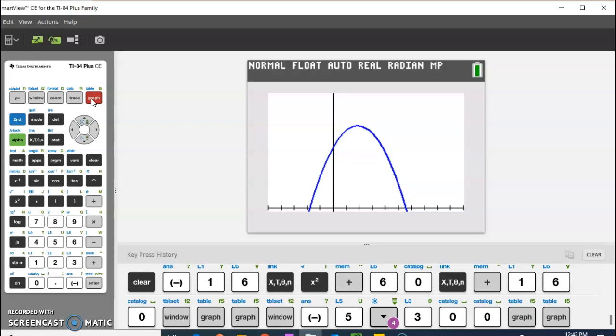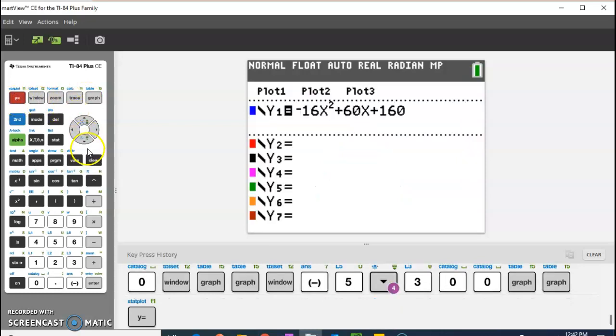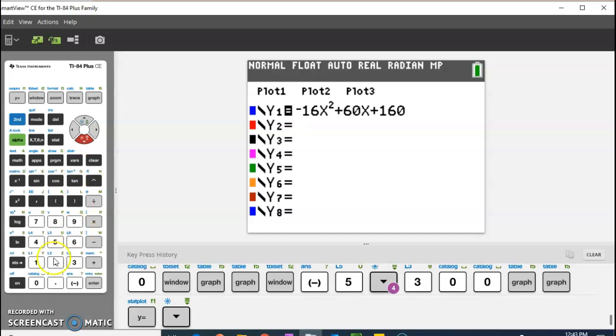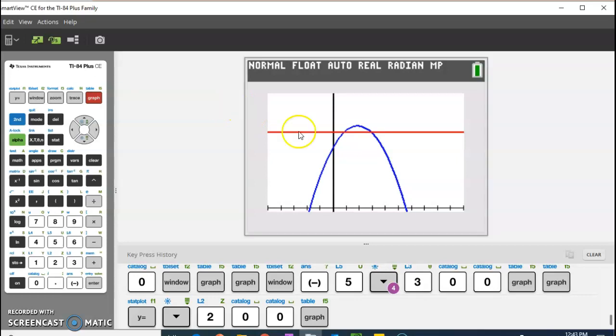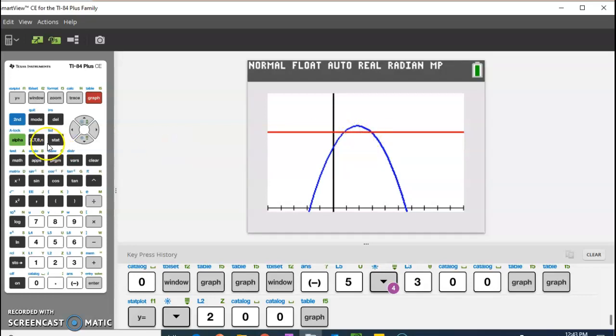And I want to know, when is the height going to be 200? So I'm going to go to y equals, down to y2, and say, when will the y or the height be 200? And I'm going to look at my graph. That red line shows me the 2 times, right here and right here, when it's going to be 200. And I want to know exactly when that's going to be, so I'm going to go to second trace.